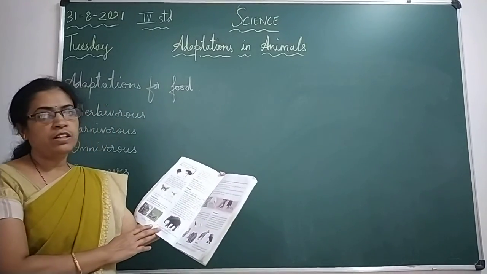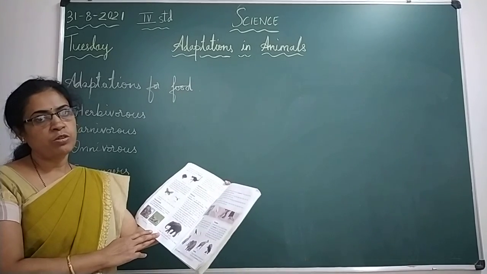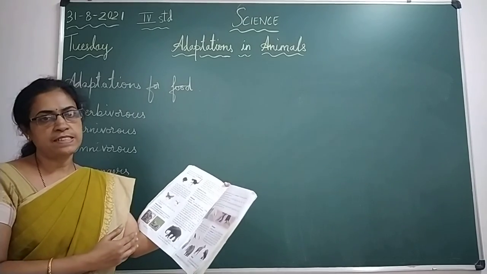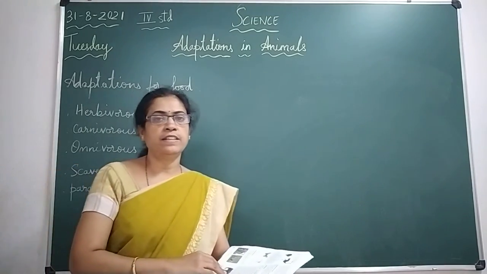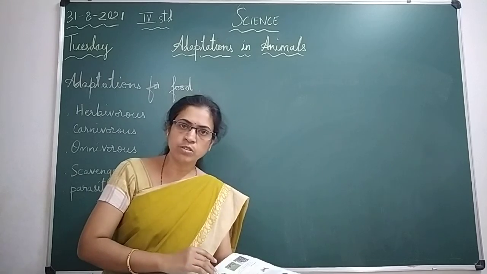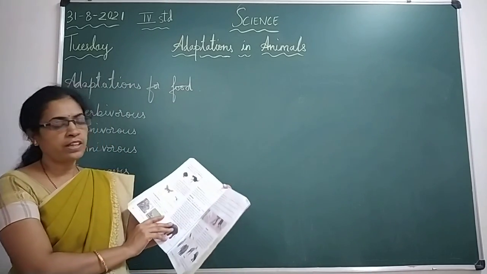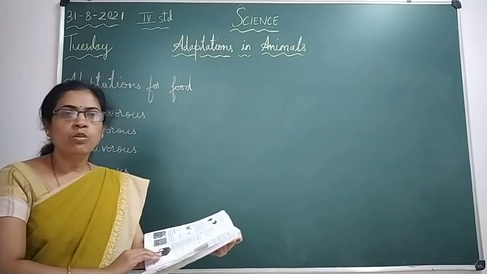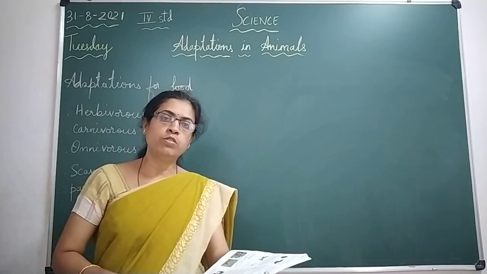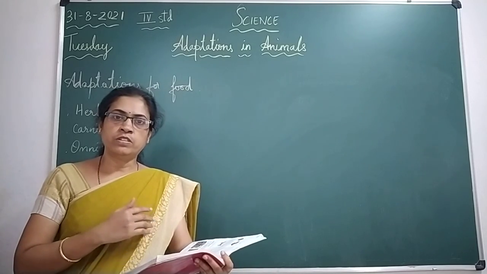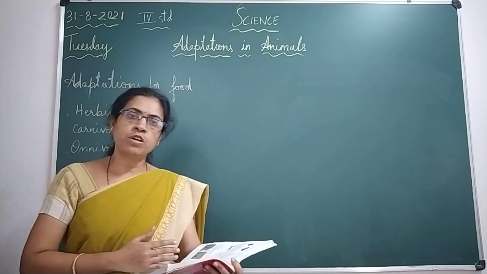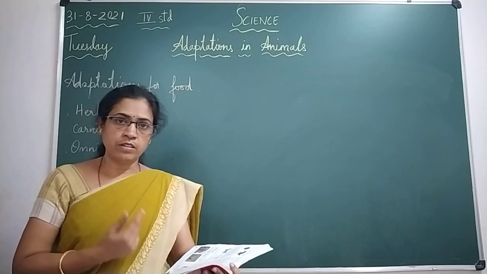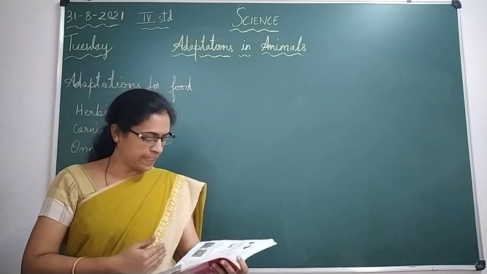So children, then what about elephants and giraffe? How do they eat their food? Elephant and giraffe also eat the leaves of the trees, isn't it? Elephants have strong teeth which allow them to eat the twigs and sugarcane plants. And also children, they have strong legs which help them to walk long distances in search of food. In the forest they can walk for miles together in search of food because they have strong teeth and strong legs.